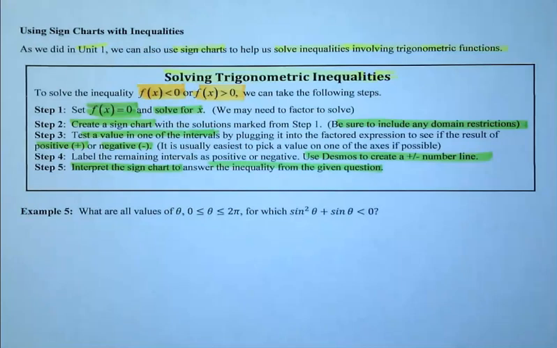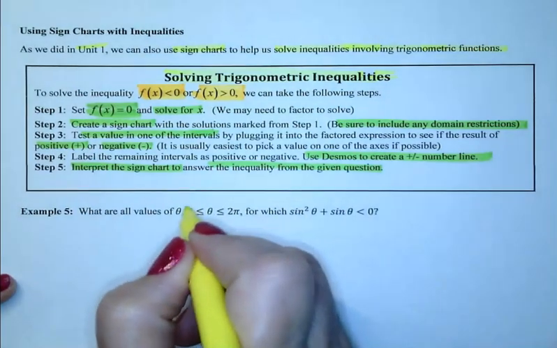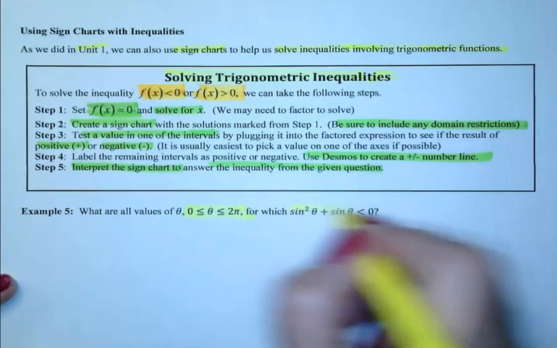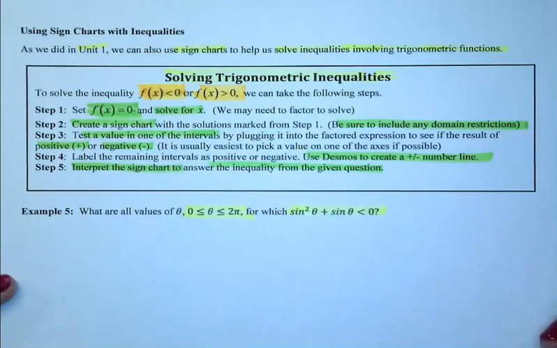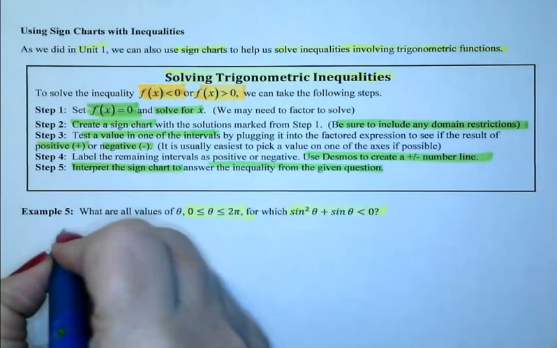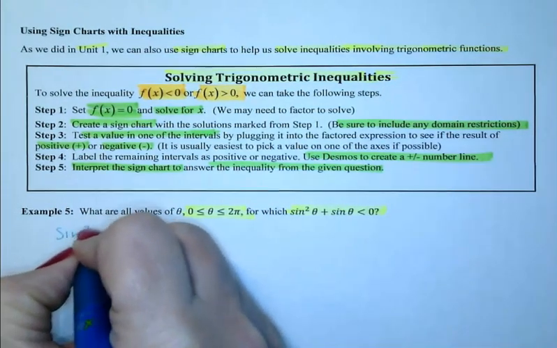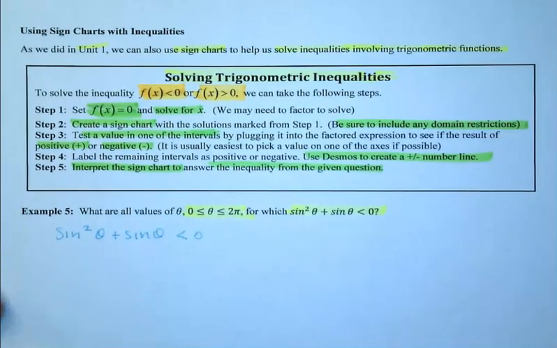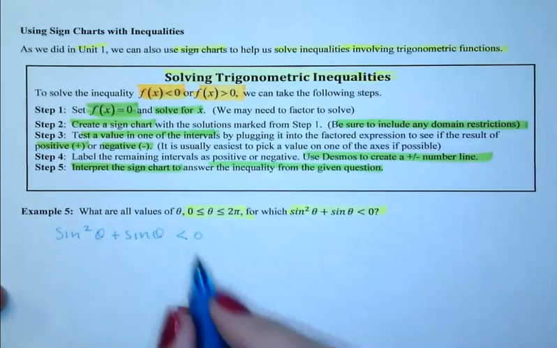All right. So let's go through example 5 first. What are all the values of theta between 0 and 2 pi? Notice this time we're including both 0 and 2 pi, for which sine squared x plus sine x is less than 0. So to start a process like this, I'm going to write this down here. So I have sine squared theta plus sine theta is less than 0. So everything is on the same side.